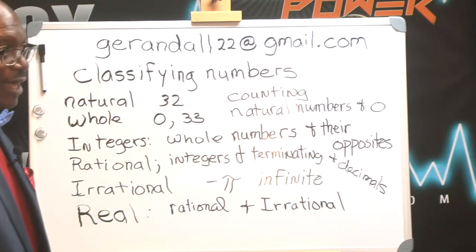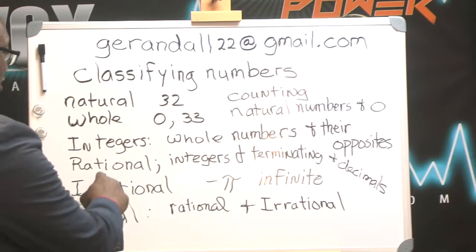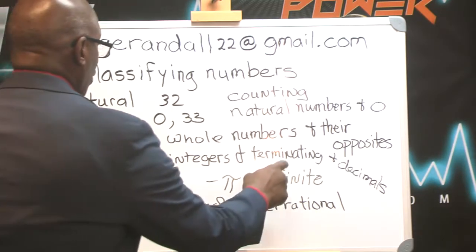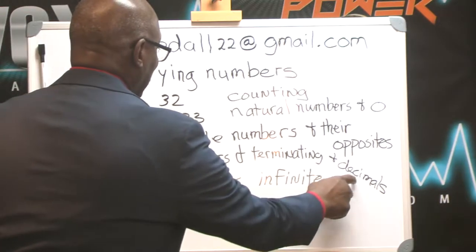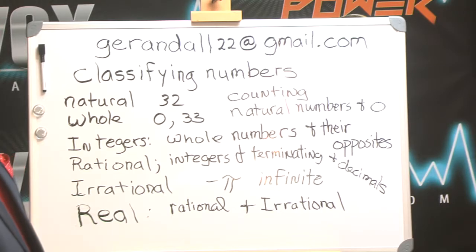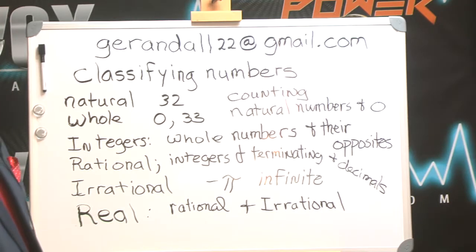And what I mean by that is 9, negative 9, 10, negative 10, 13, negative 13. We have rational numbers. Those are integers, terminating, and repeating decimals. So you might have a number like 7.65.